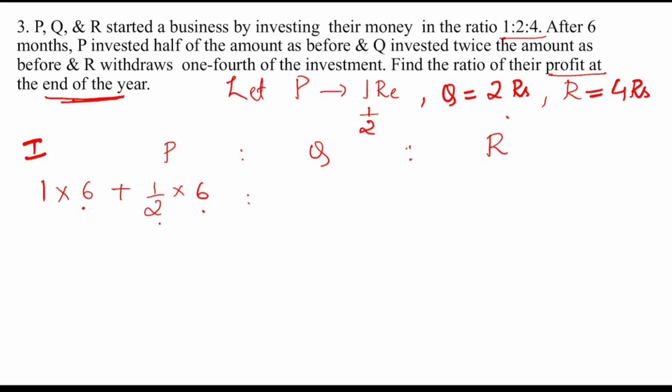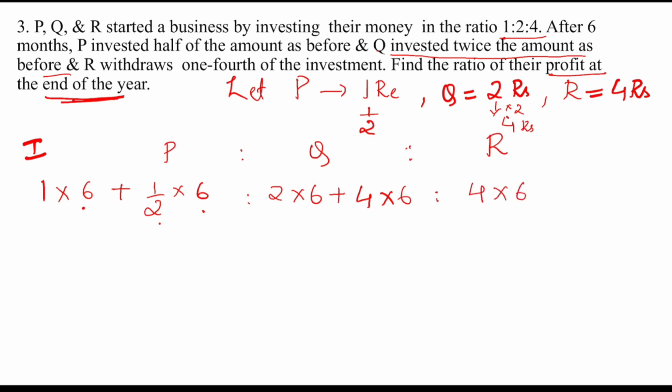Then Q invested 2 rupees for 6 months and then Q invested twice the amount as before. After 6 months Q invested twice the amount as before. Twice means how much? Into 2. If 2 rupees he initially invested, then later how much? Twice the 2 rupees is 4 rupees. So later he invested 4 rupees for the remaining 6 months. Okay. Then R invested 4 rupees for the initial 6 months.